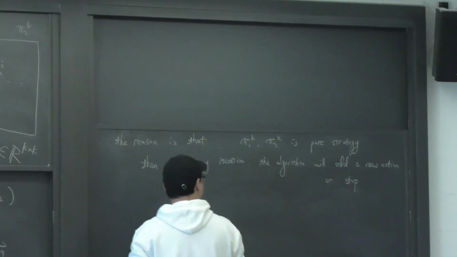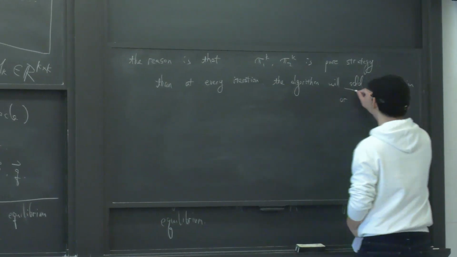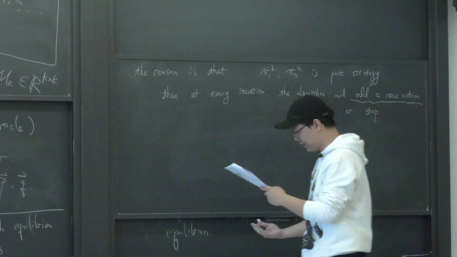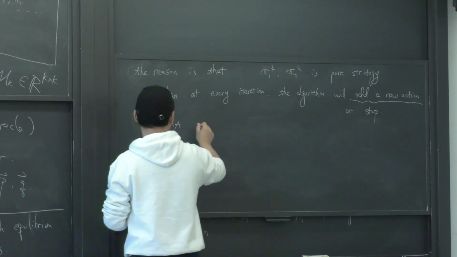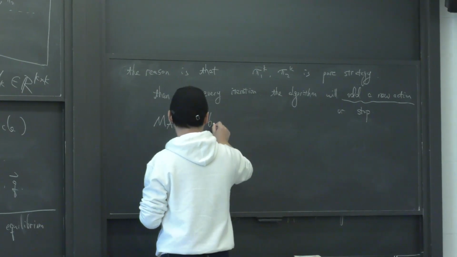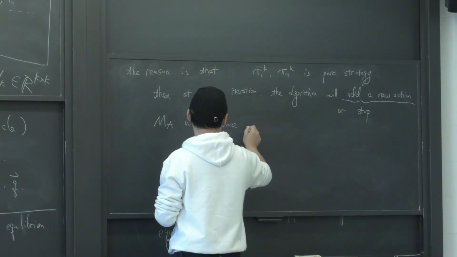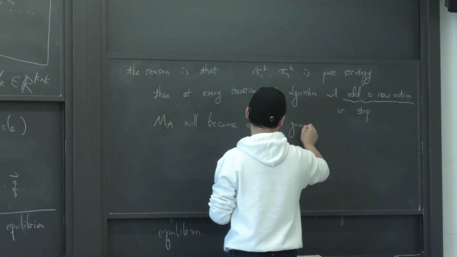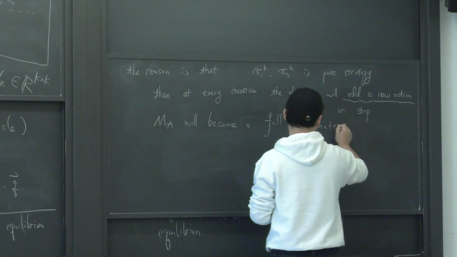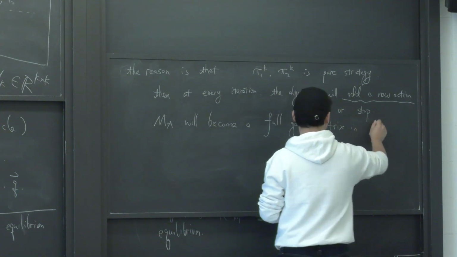And then, if we always add a new action and don't stop, M_k will become the full game matrix in A iterations.